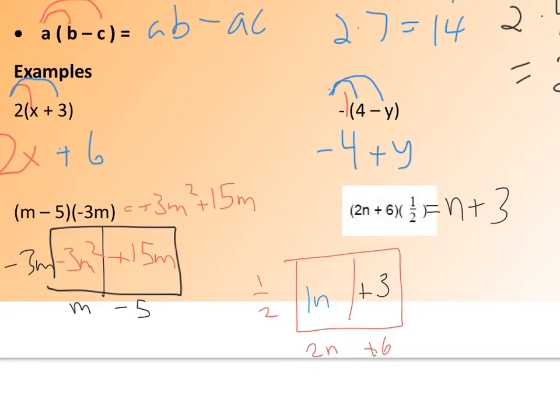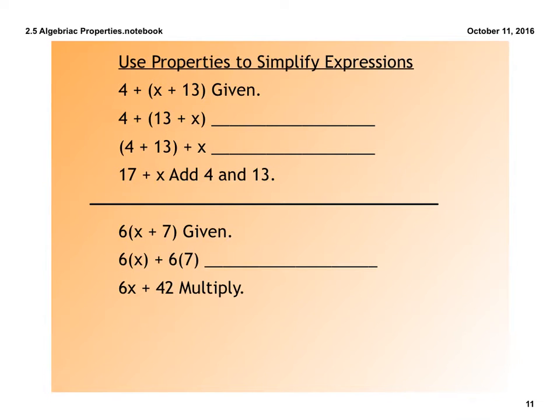If you're comfortable doing this without the rectangles, plow ahead and go at it. The rectangles can really help you keep organized with your thinking and your working, if it's something that you're struggling with. And the last three things we're going to look at is identifying properties as they're being used throughout a problem. So what we have here are two examples. There's one on the top, one on the bottom, and we need to identify what properties are being used.